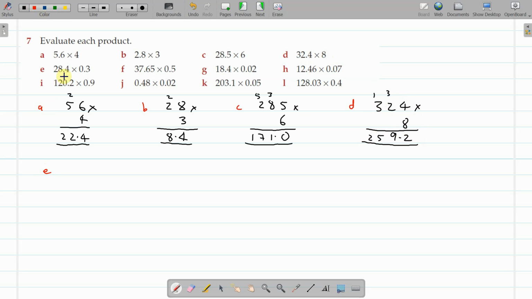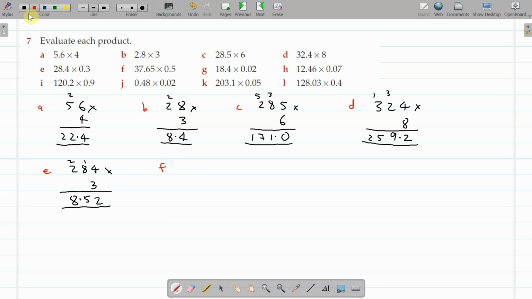Okay, 28.4, so we just do that without the decimal point. Times 0.3 becomes just 3. Okay, very good. 3 times 4 is 12. 3 times 8 is 24, plus 1 is 25. 3 times 2 is 6, plus 2 is 8. And then one decimal place here and one here. Answer has two decimal places. There it goes.